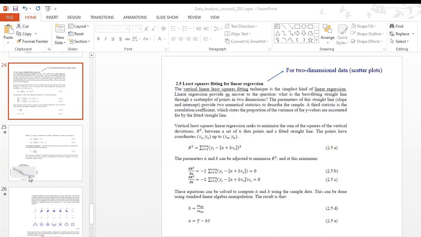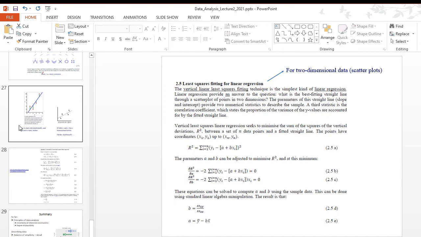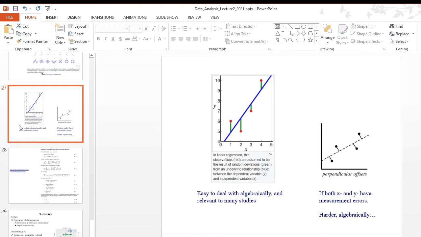Let's say one more thing about vertical linear least squares fitting, and that is that this recipe is used in large part because it's easy to apply, and also because it's relevant to many traditional kinds of experiments. Vertical linear least squares fitting corresponds on this slide to the left-hand picture. Essentially, we're trying to find the blue straight line which minimizes the sum of squares of those green residuals between the data points and the line.